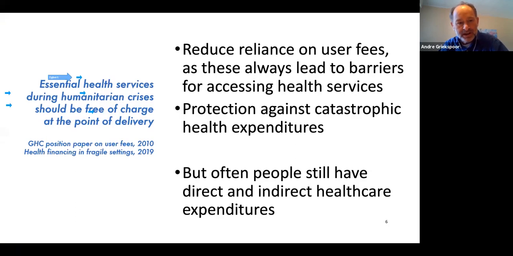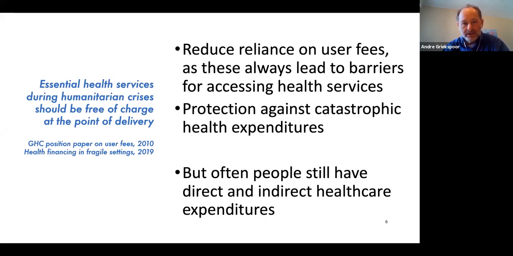Now, one of the things that is sort of the foundational principle in the health sector is that there's consensus that when people are ill, they should not pay when they use a service, or said otherwise, that essential services in humanitarian crisis should be free at the point of delivery.